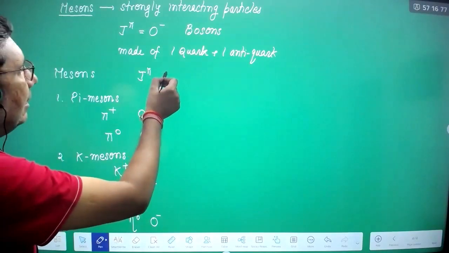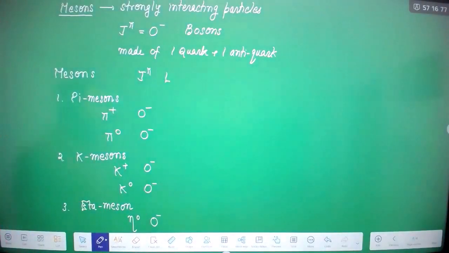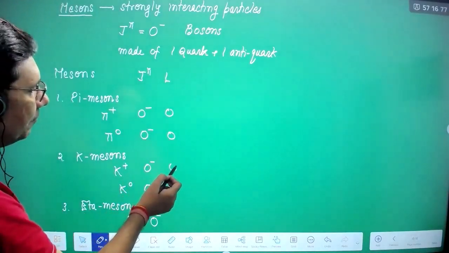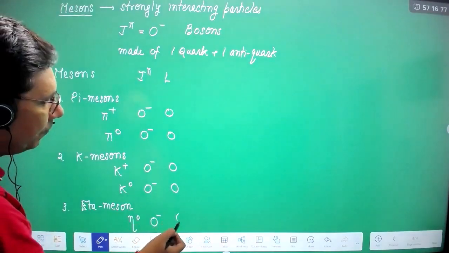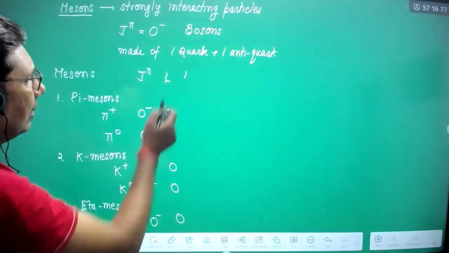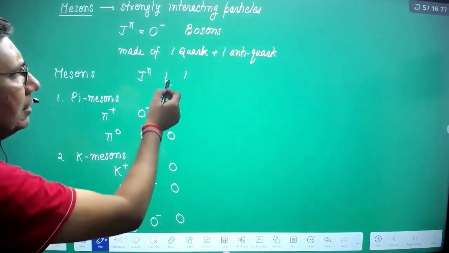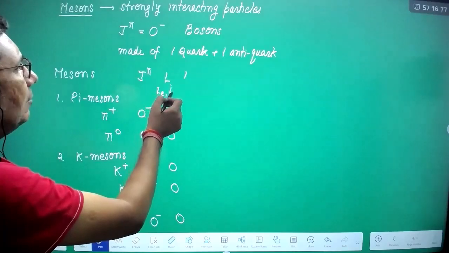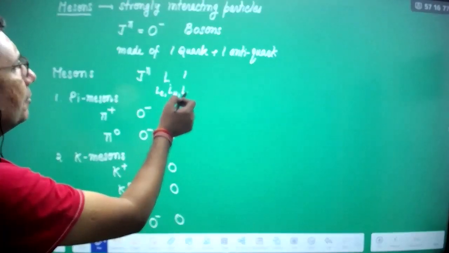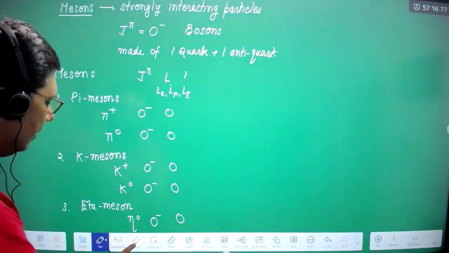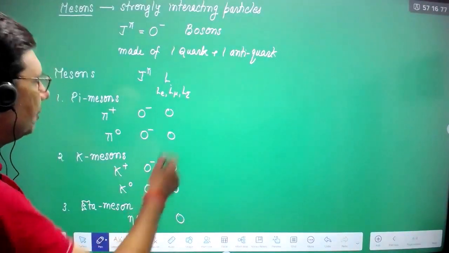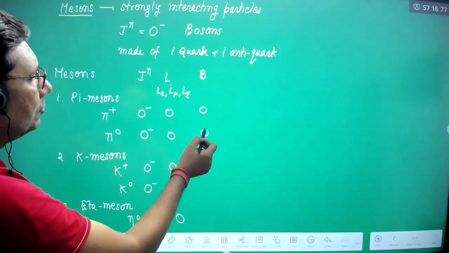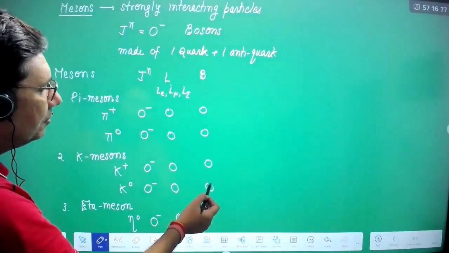If you look at their lepton number, they are not leptons, so the lepton number is 0 for them. Lepton means all the leptons; here I am writing L e, L mu, L tau, all three. Next is baryon number. They are not baryons. They are mesons, a different category. So that will be 0.